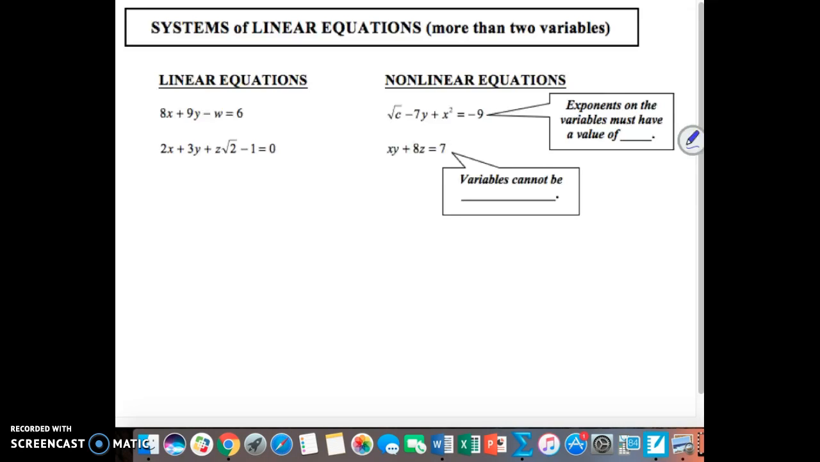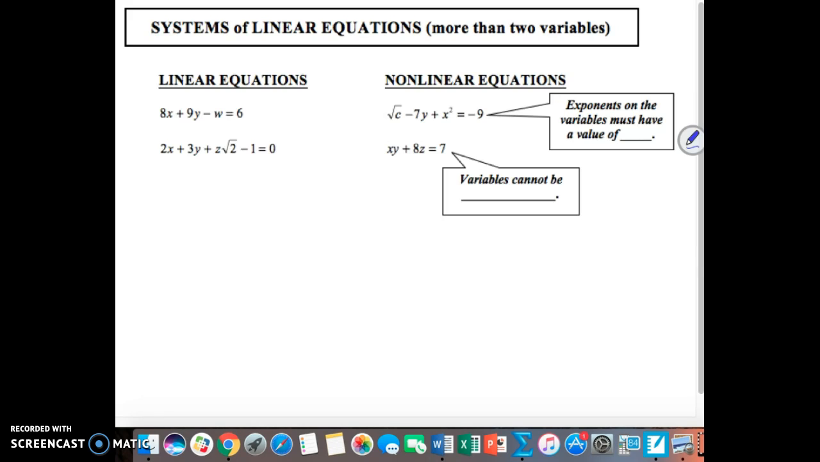This is JSteele's Precalculus, Section 9.3. We're going to talk about systems of linear equations in several variables. So the past two sections we talked about systems of linear equations with two variables, but now we're going to add a third variable.